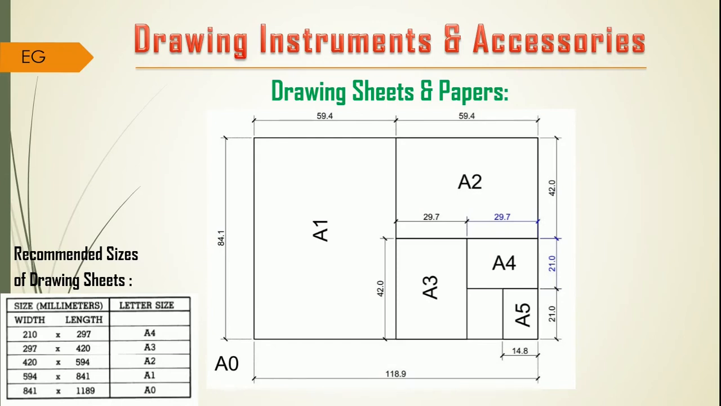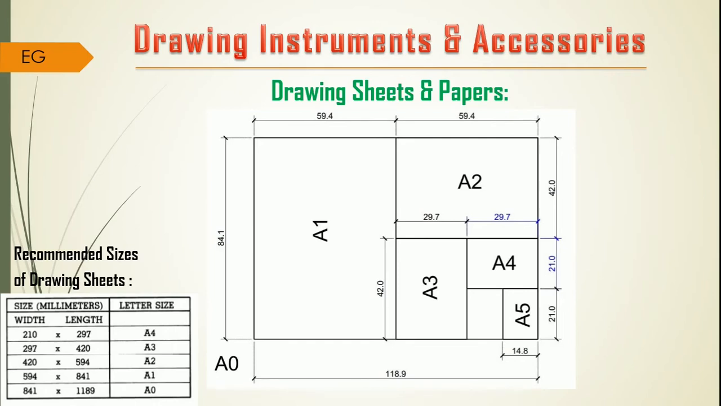Now here we have the drawing sheets and drawing papers. They are available in many varieties, ranging from size A0 to A5. A0 is the largest imperial size of drawing sheet, and A5 is the smallest one. All the dimensions according to the Bureau of Indian Standards are given in the table over here.